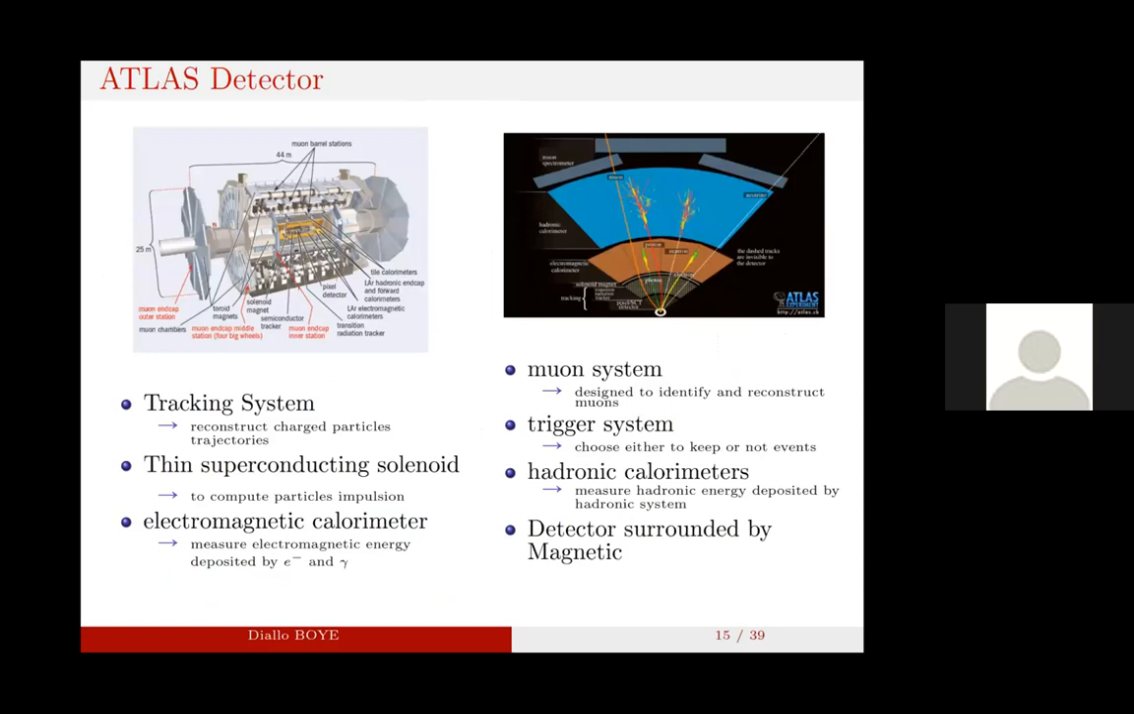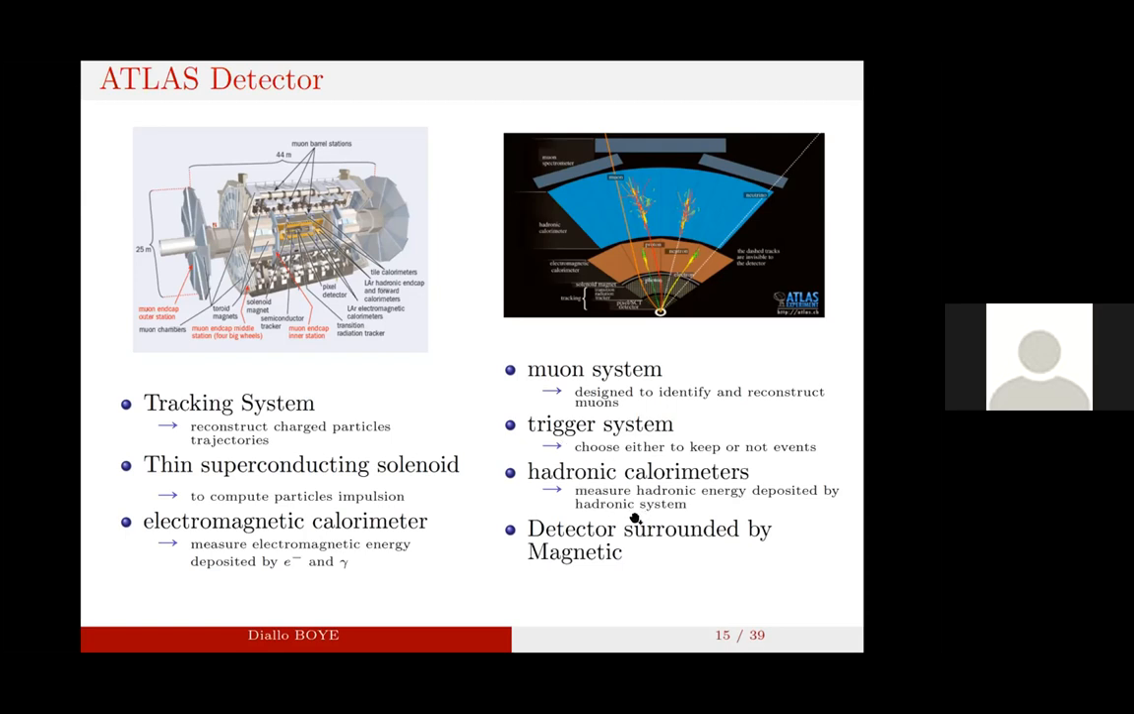Okay, so this is a brief reminder of the ATLAS detector. We have the tracking system, which enables us to reconstruct the charged particle trajectories, and then we have a thin superconducting solenoid, which enables us to compute particle momenta. We have the electromagnetic calorimeter to measure electromagnetic energy deposited by electrons and photons. We also have the muon system, which is designed to identify and reconstruct muons.